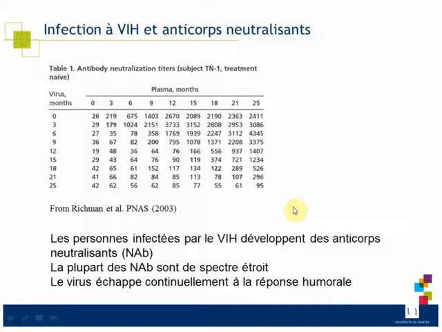The immune system is developing and selecting these neutralizing antibodies, but it's just selecting for escape mutations in the virus. And the virus always stays one step ahead. That's why the humoral response in HIV doesn't manage to get rid of the HIV infection. People who are infected do develop neutralizing antibodies, but most of them have a very narrow spectrum of neutralization, and that leads to continuous escape of the virus through time.